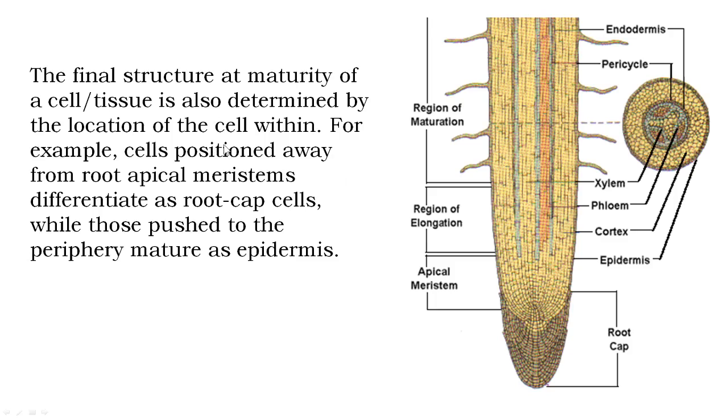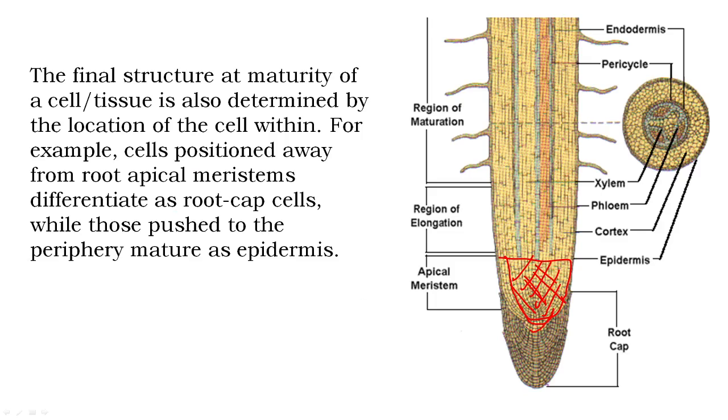Okay, example the cells which are positioned away from the root apical meristem. Okay, so let me change pointer option. So these are the root apical meristematic cells. Okay, so this cell is with the cells which are away from the root cap cells.